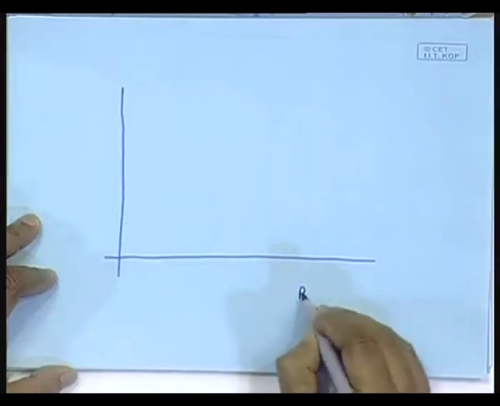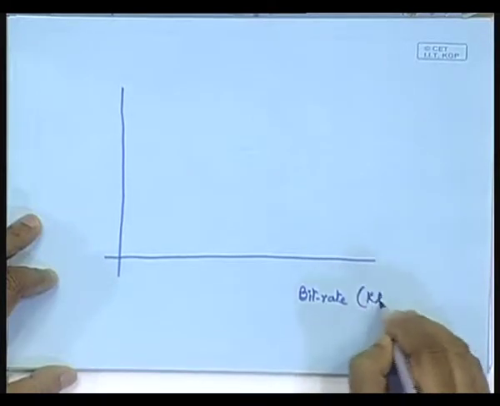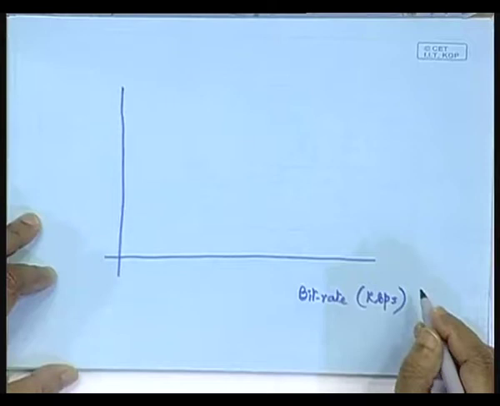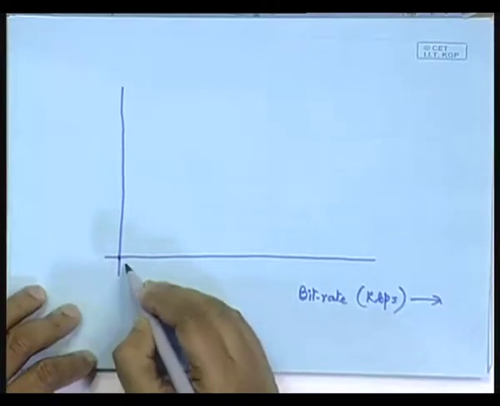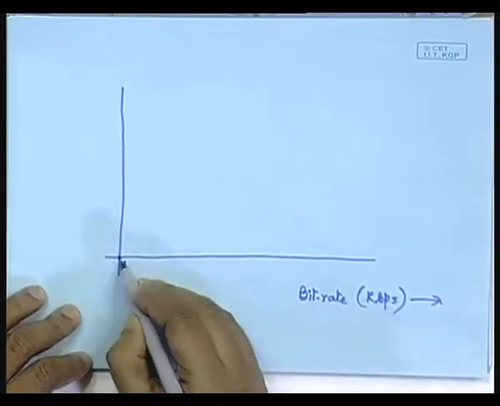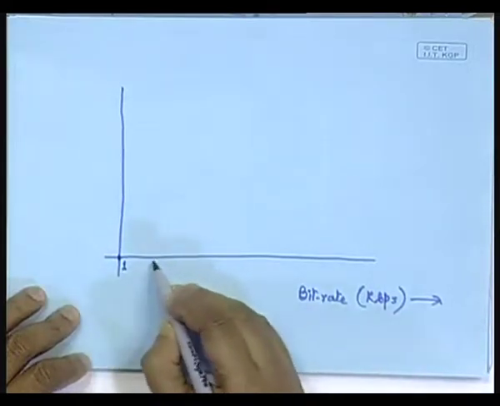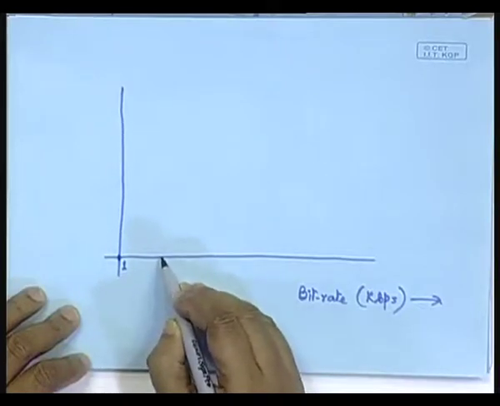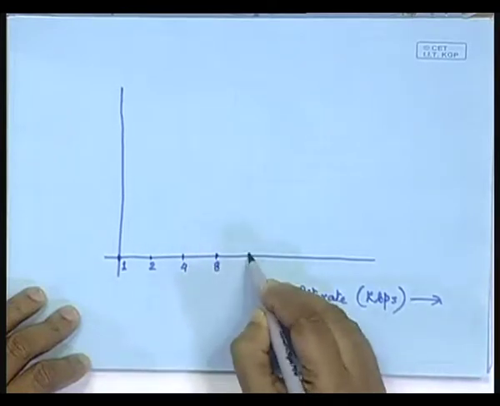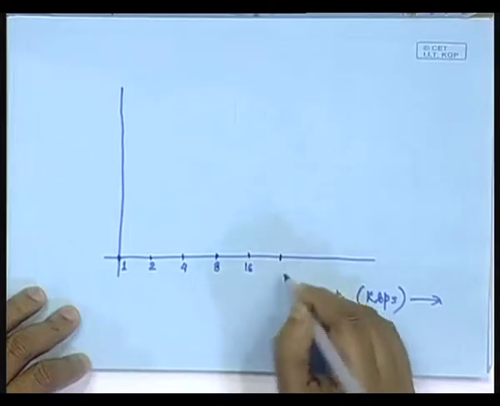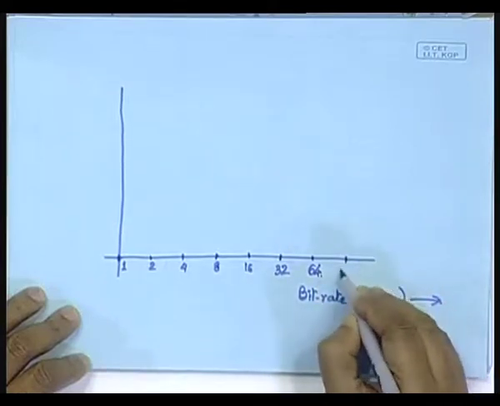We just plot in the x axis the bit rate, and the bit rate we indicate in units of kilobits per second. What we do is choose a logarithmic scale to represent this. Here I wrote 1, which means 1 kbps, and then we just keep dividing into regular intervals. This is 2, this is 4, this is 8, this is 16. So, you can understand that it is divided in logarithmic scale: 32, 64, 128 and so on.